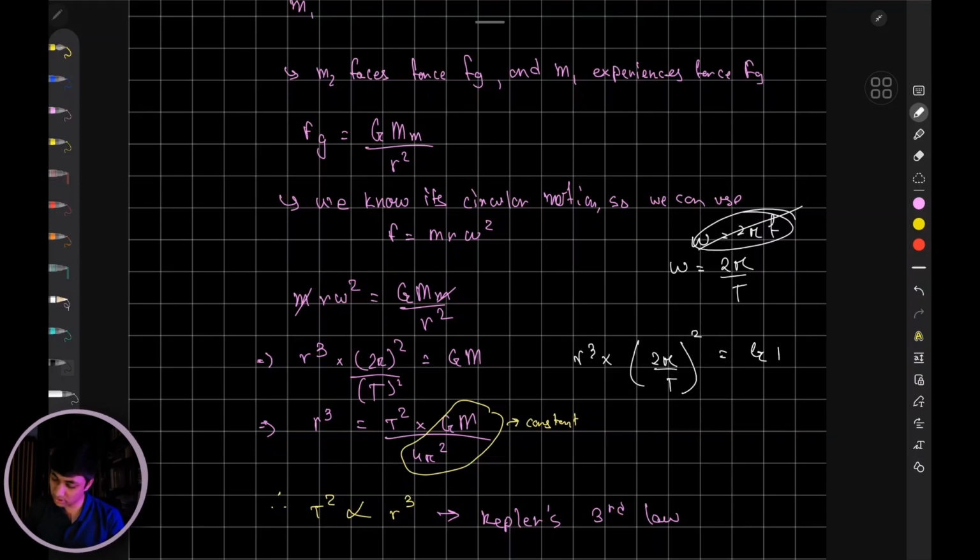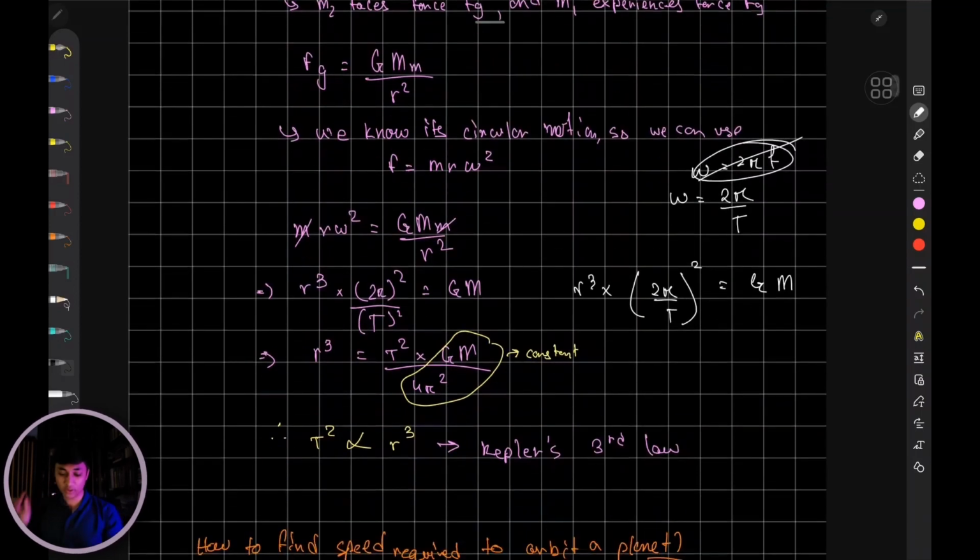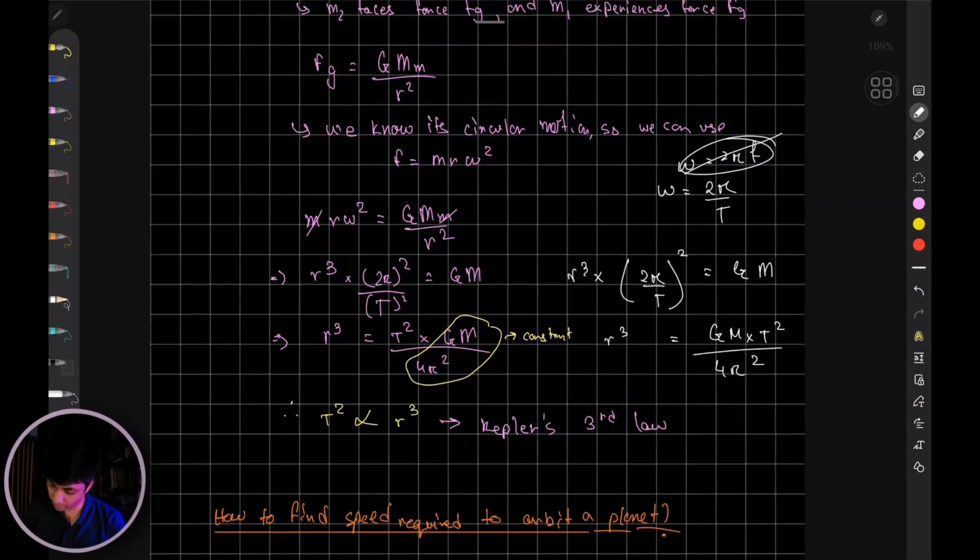is equal to G M. Now what you can do over here is you can take everything on the other side, leave the r cubed, and what you're going to have is G M times T squared divided by 4 pi squared.